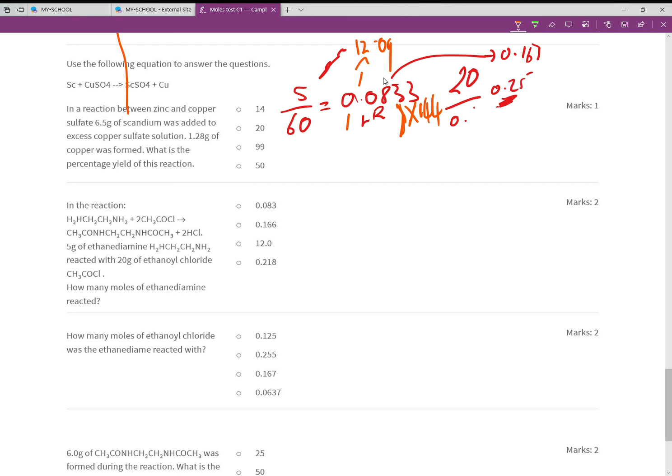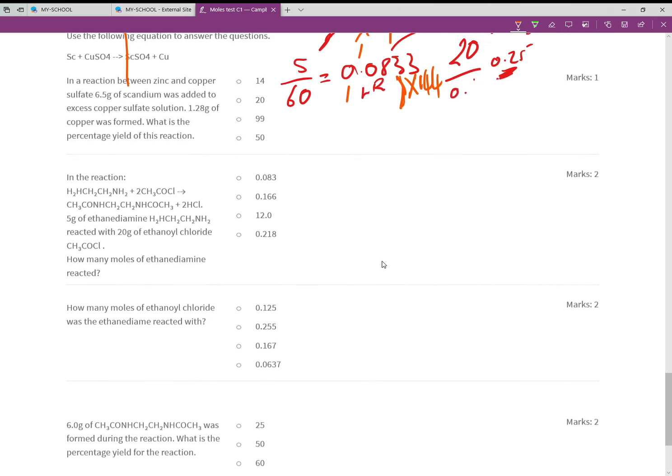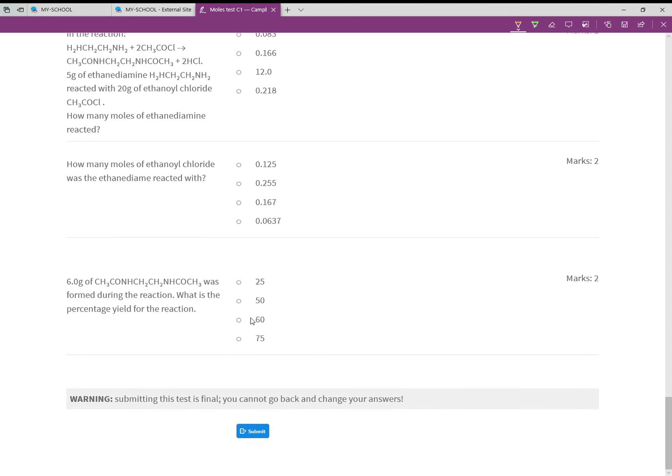That would have been my theoretical mass. My actual mass, if we go back down to the question, was 6 grams. So our percentage yield calculation would be 6 over 12 times 100, which is of course 50. So your answer for the last question should have been part B, the 50. Okay guys, hopefully that helps you and you can see where you went wrong. Sorry that the pen wouldn't work certain times, but it's just technology.